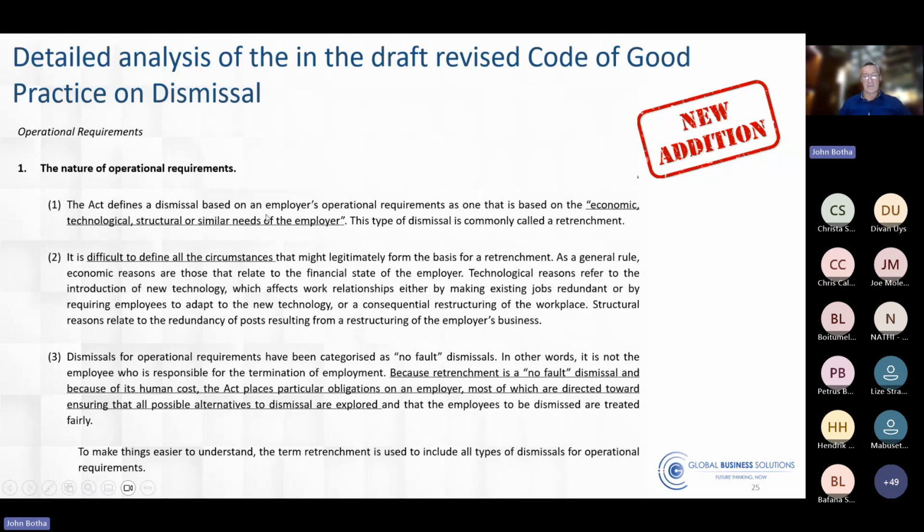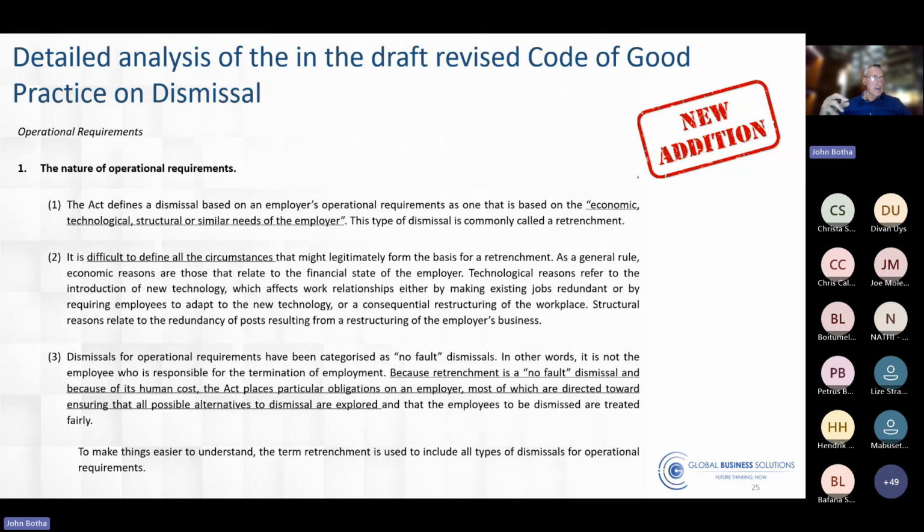Of course, economic, structural, and technological, they've added "or similar needs," because historically, retrenchments in Section 189 really were economic, technological, or structural. So we see it happening around us big time. We see retrenchments taking place because of the poor economy. We see the imports of Chinese vehicles. We see the textile industry in trouble. So there are deeply rooted economic, technological, and structural realities.